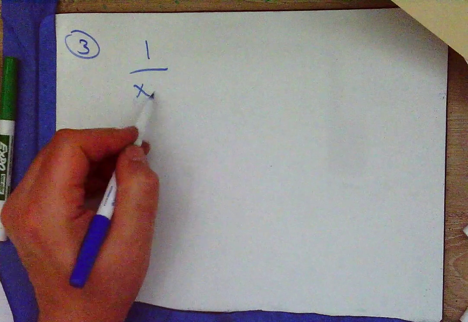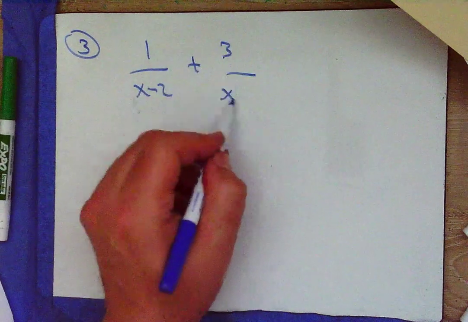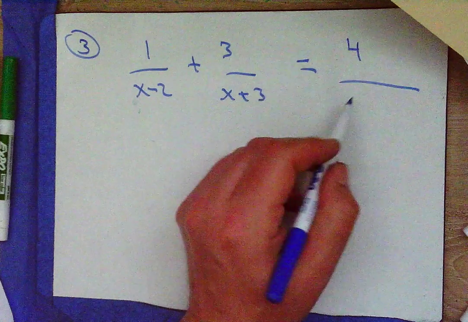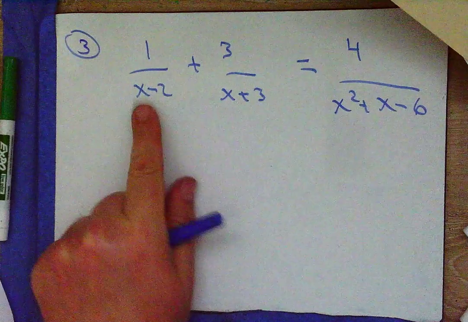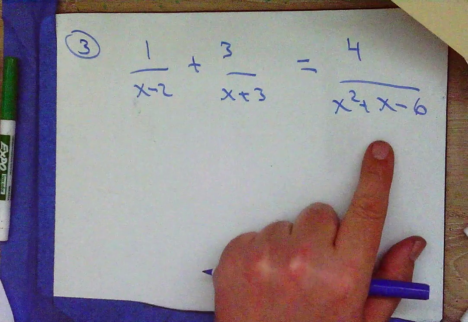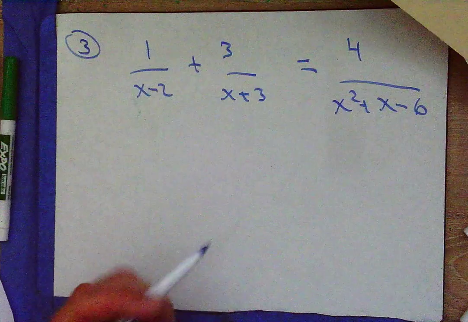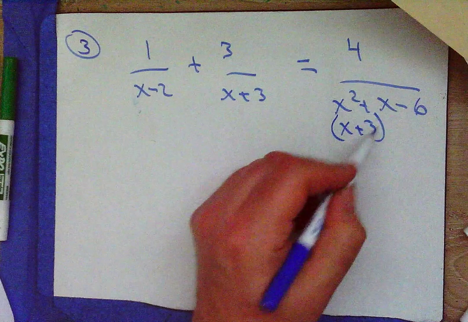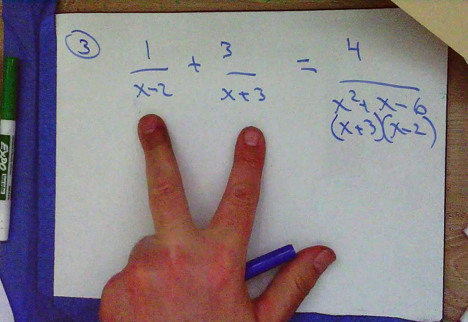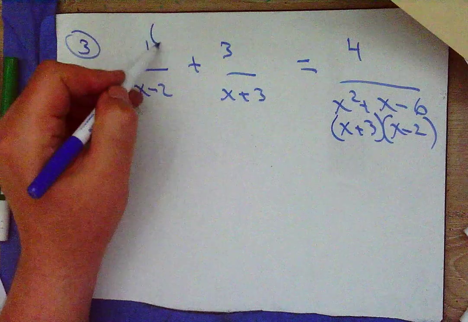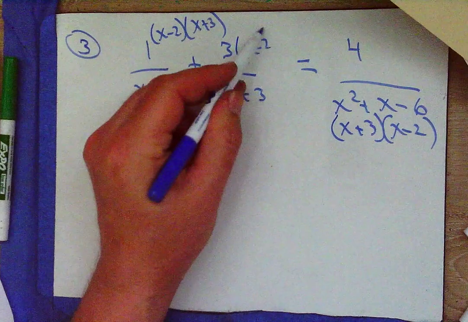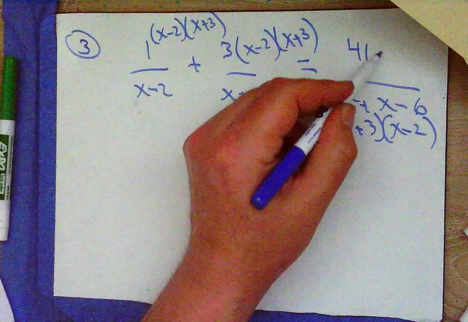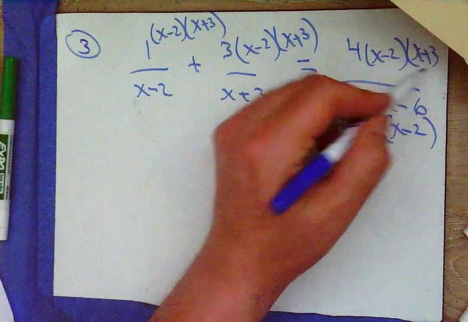All right, what about number 3? 1 over x minus 2 plus 3 over x plus 3 equals 4 over x squared plus x minus 6. Now, your common denominator is not this times this times this. That is a common denominator, but we want the least common denominator. And over here, look what I've got. I've got the common denominator already. So I actually have to multiply everywhere by x minus 2, x plus 3.